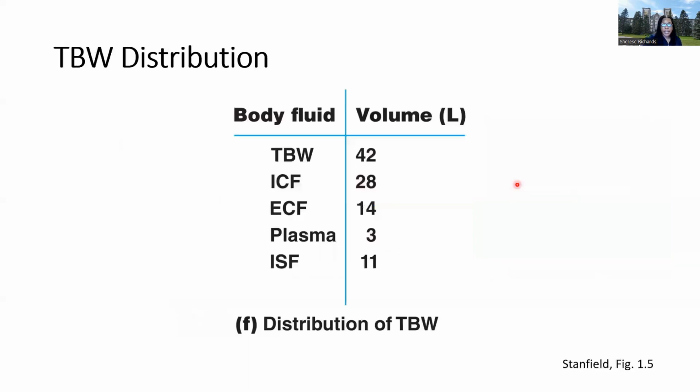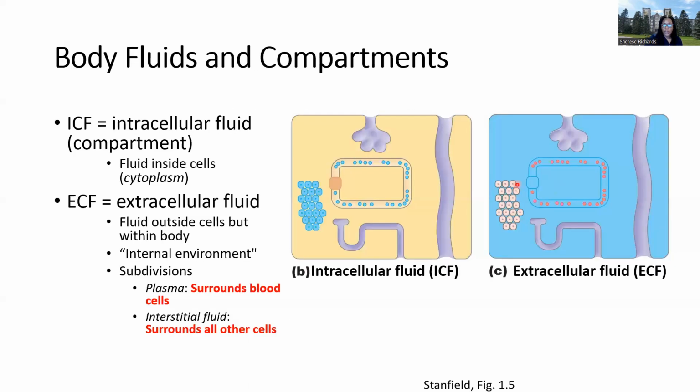So just to reiterate that here, we have total body water, all the water in the internal body. We have intracellular and extracellular. And then among the extracellular, we further have the plasma, which is the watery part of your blood, and then the interstitial fluid, which is the tissue fluid.